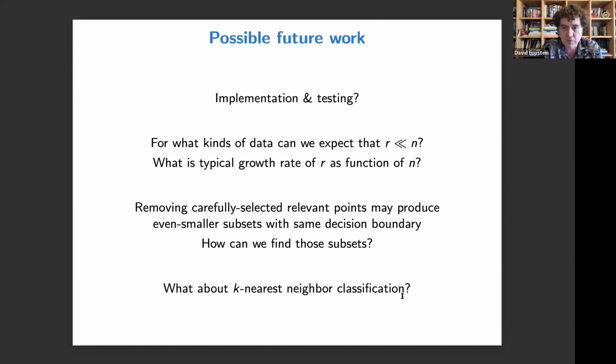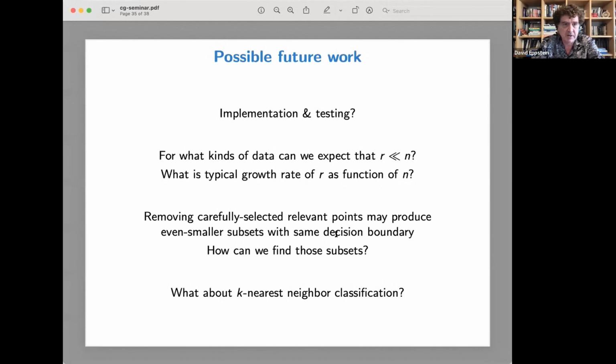And then an obvious question that was asked at my SOSA talk is, what can you say about K nearest neighbor classification? I don't know, but I think it's interesting. So I will stop there and take questions.